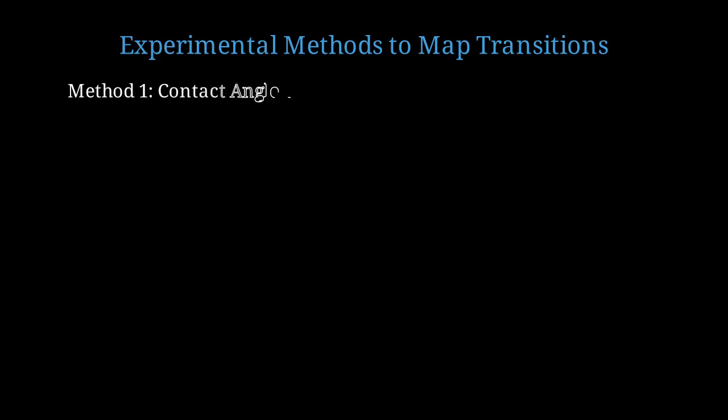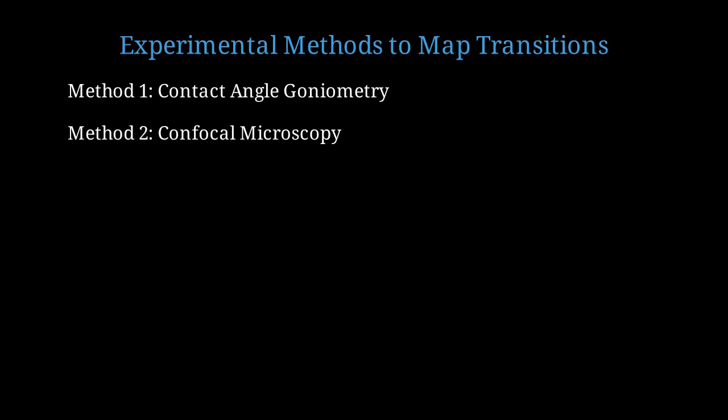Method 1 is contact angle goniometry. You place a droplet on the surface and use a high-speed camera to measure the contact angle as a function of applied voltage or pressure. Method 2 is confocal laser scanning microscopy. By adding fluorescent dye to the water, you can directly image whether the liquid penetrates the nanostructure or sits on top with trapped air.